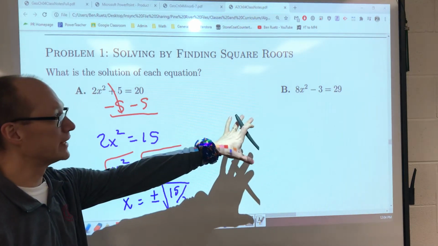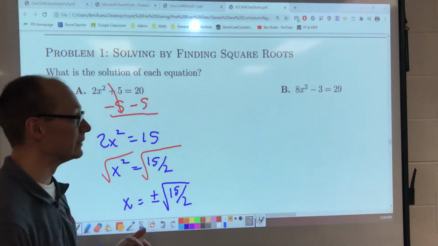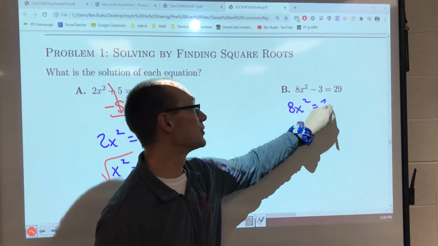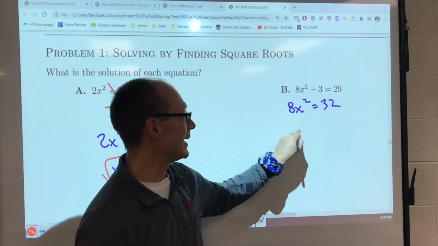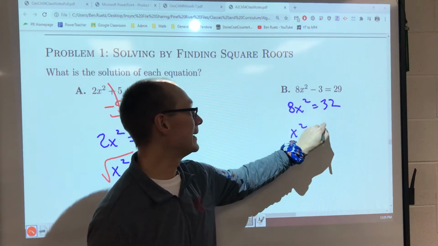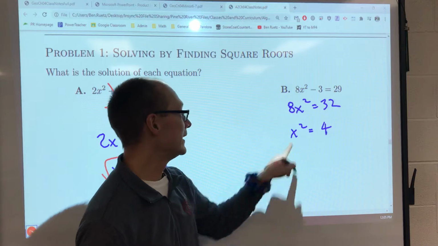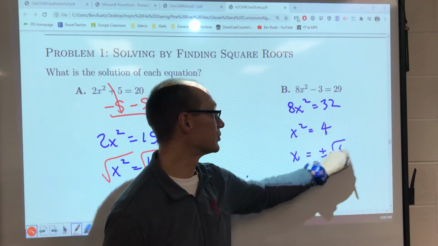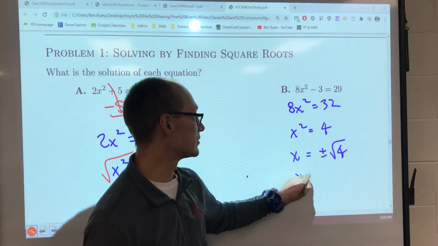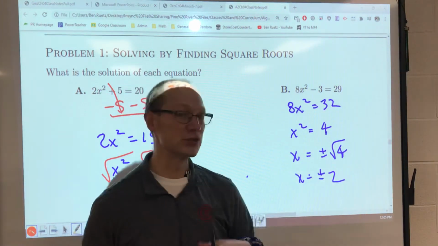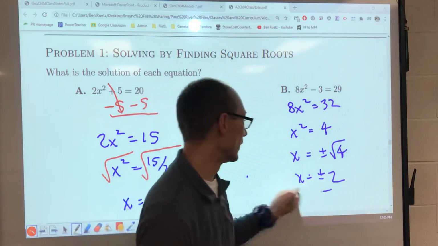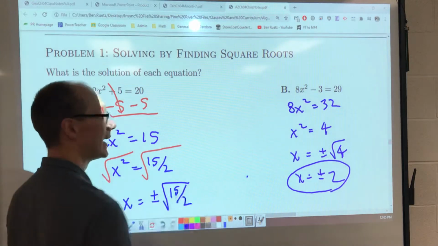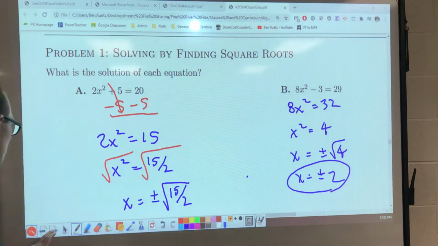We'll do this one real quick over here because I think it might show it a little bit better even. If I add 3 to both sides, I get 8x squared equals 32. If I divide both sides by 8, I get x squared equals 4. If I square root both sides, I get plus or minus the square root of 4. Oh wait, that's just plus or minus 2. My answers are 2 and negative 2. I have both of my answers. So again, if you have just a single occurrence of the x, yay, it works out great.